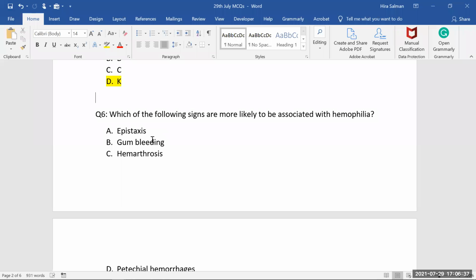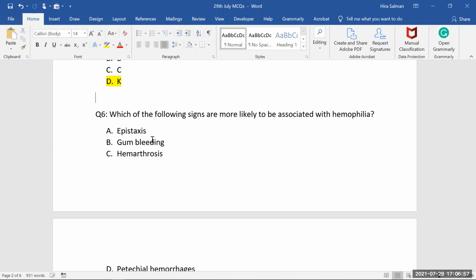Gum bleeding, again, gum bleeding can be there in Henoch-Schönlein purpura. Gum bleeding can be there in ITP, can be there in TTP. Any kind of platelet disorder can present with gum bleeding. You cannot say by seeing just gum bleeding that it's a case of hemophilia. Of course, in a hemophilic patient they also have gum bleeding, but that's not the main symptom you can appreciate.